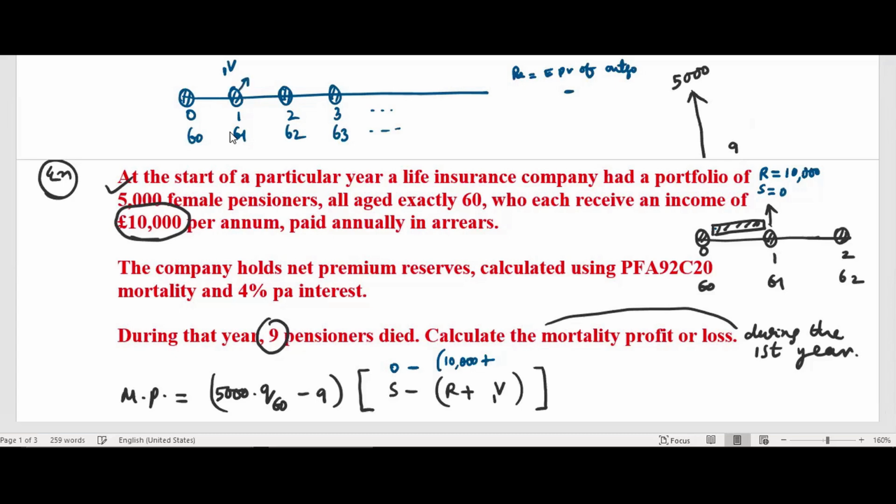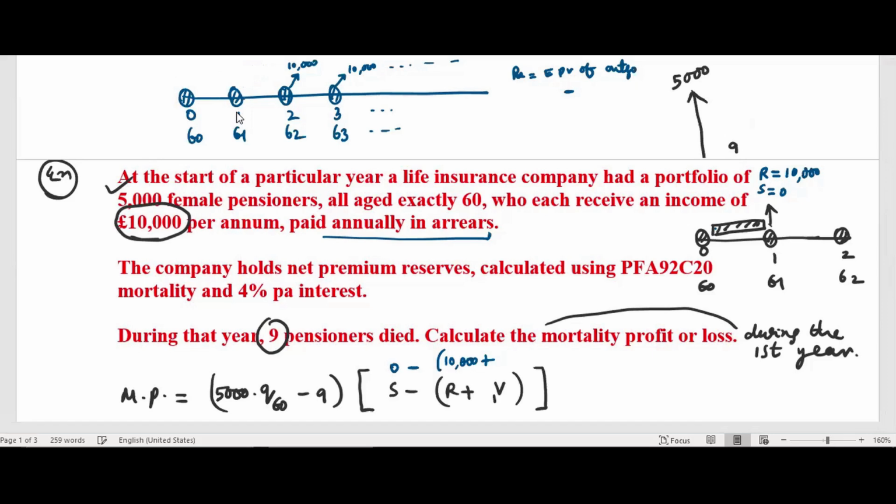is paying annually in arrears. All aged exactly 60 who each receive an income of this per annum paid annually in arrears. So that means for the first year, the payment will be in arrears, at the end of the year. So the benefits are like this. When you find the reserve, remember all the payments must be done. In arrears means this 10,000 will not come, because reserve is after paying all the dues, and before collecting the premium. That you need to remember.